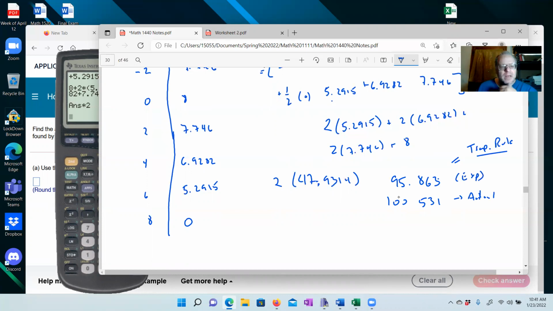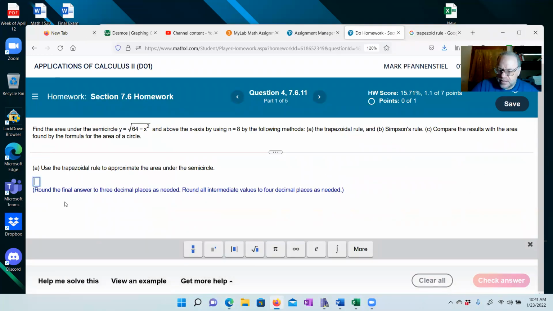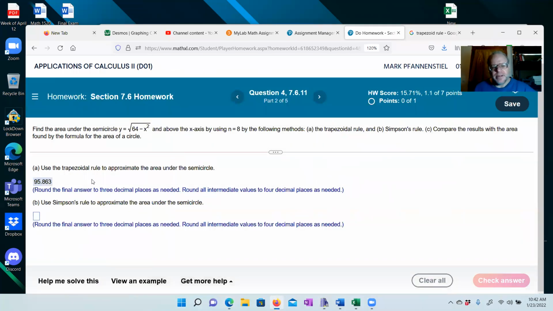All right, so let's see if we get a good answer here. We have 95.863. Fingers crossed, checking. Okay. I don't know what the tolerance is. Okay. Simpson's rule, approximate the area of the semicircle.